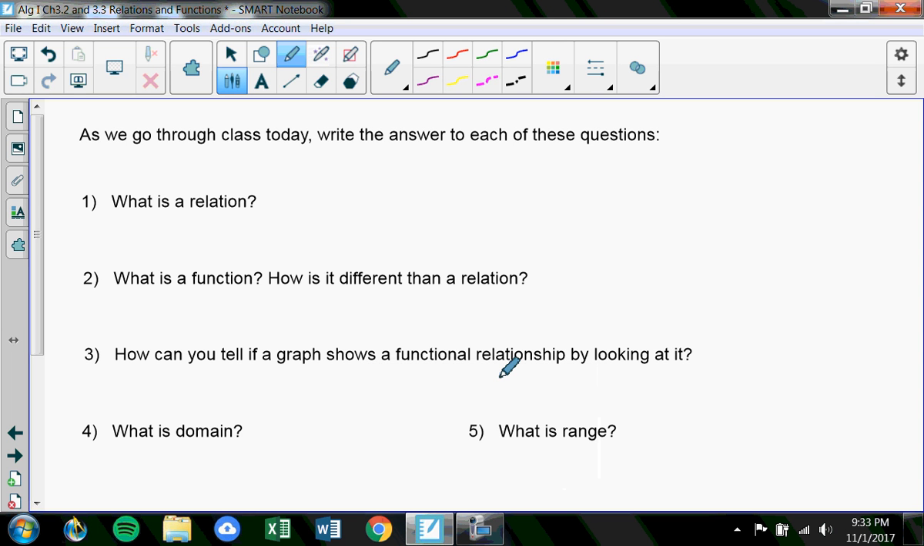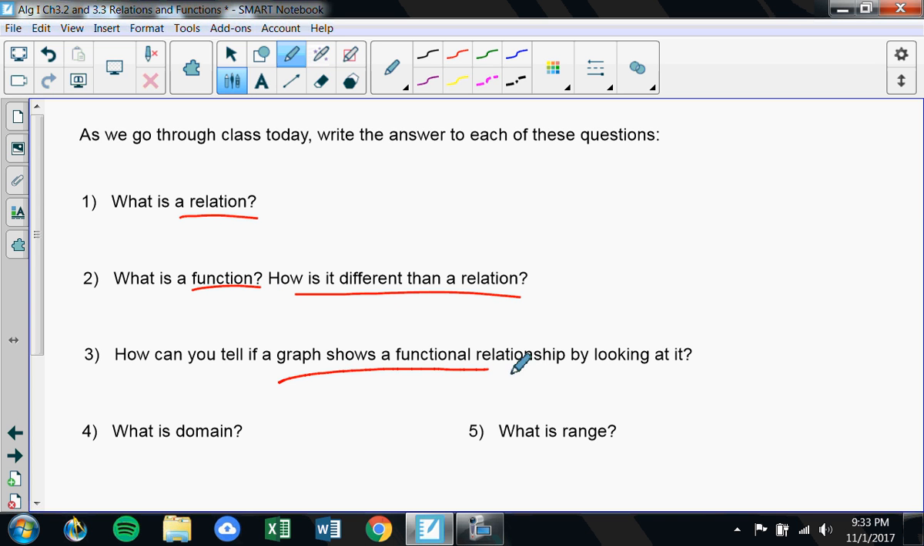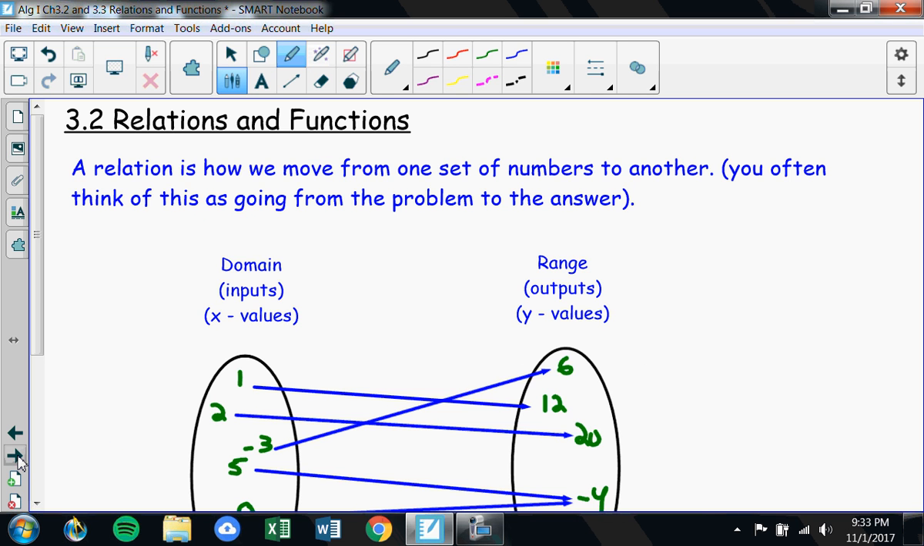In this video, we're going to talk about relations, functions, how relations and functions are different, how you can tell if a graph shows a functional relationship by looking at it, and the topics of domain and range. That's our goal for this video. This is Chapter 3, Lesson 2, which is on relations and functions.